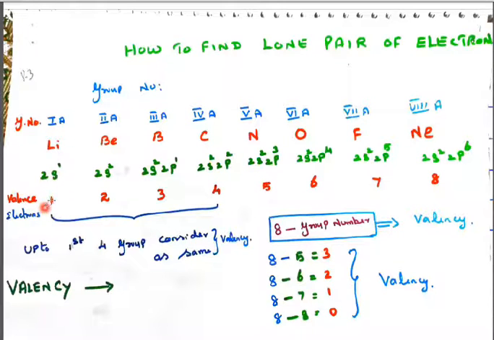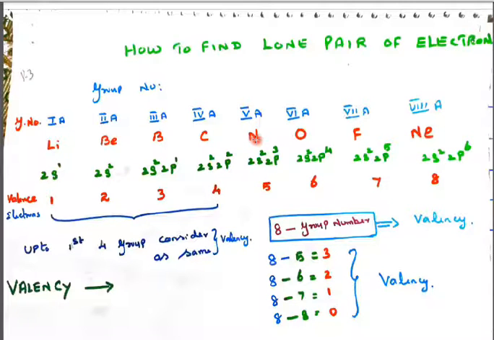So valence electrons are 1 for lithium, 2 for beryllium. Lithium, sodium, potassium, rubidium, cesium belong to the first group. Beryllium, magnesium, calcium, strontium, barium, radium belong to the second group. Boron, aluminium, gallium, indium, thallium is the boron family, the full family having 3 valence electrons. And carbon, silicon, germanium, tin, lead all carry 4 valence electrons.